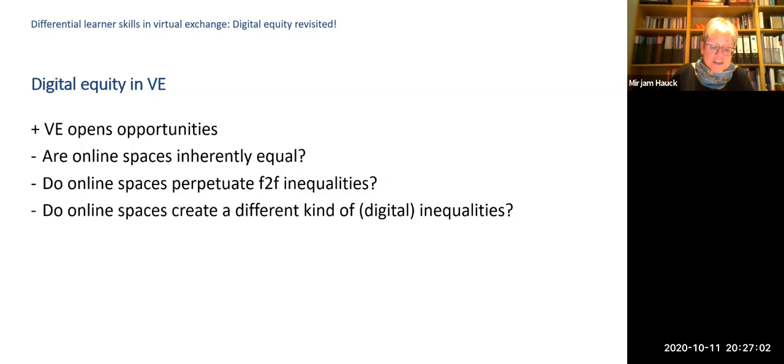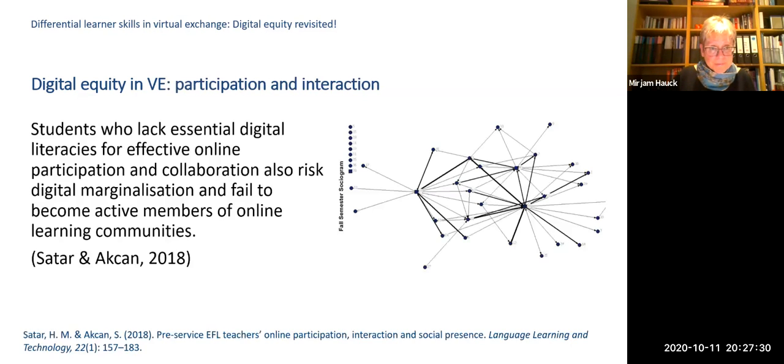So, although virtual exchange does open opportunities for the non-physically mobile students, we need to question whether online spaces are inherently equal or whether they perpetuate inequalities that we know from face-to-face contexts, or whether they maybe even create a different kind of inequalities, digital inequalities. In earlier work, Satar and Hauck used social network analysis and have shown that not all learners were active members of an online community. While some could actively engage in interaction on an online discussion board and became key players with frequent interactions with many members of the community, others remained outliers.